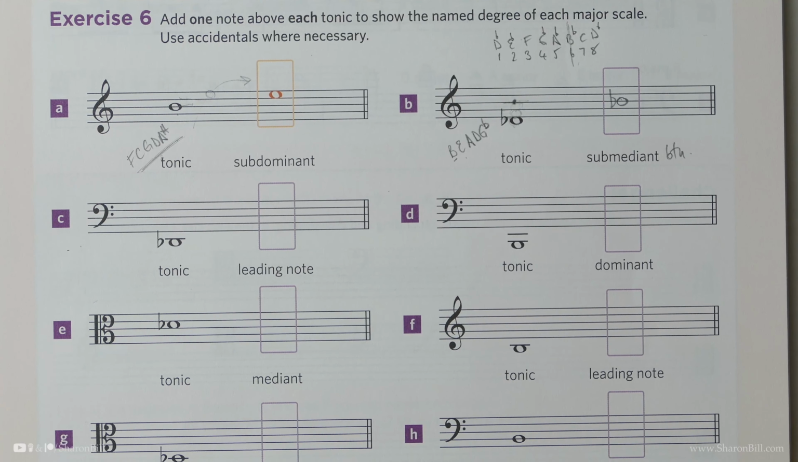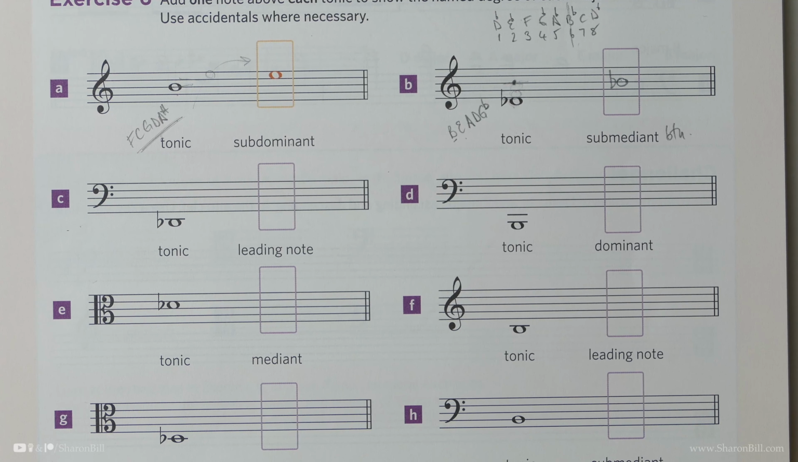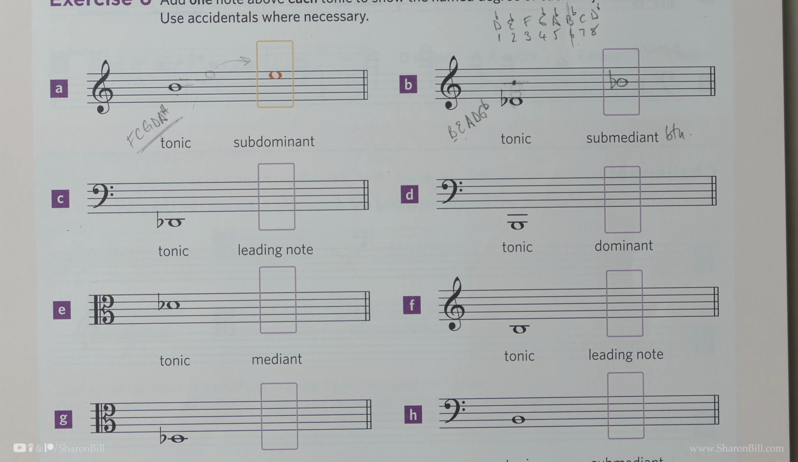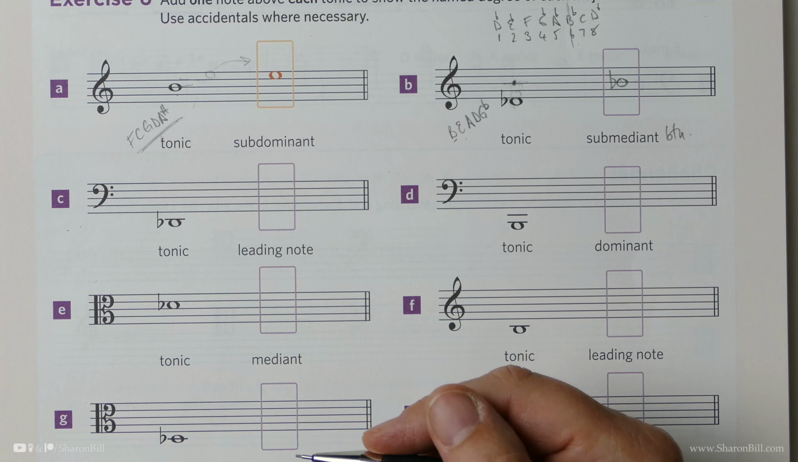So I do suggest that you now try the remaining exercise 6 questions. So do press pause, have a go, just be brave and go for it. Always write in pencil, it doesn't matter if it goes wrong, you can just rub it out. Now's the time to make those mistakes and learn from them.